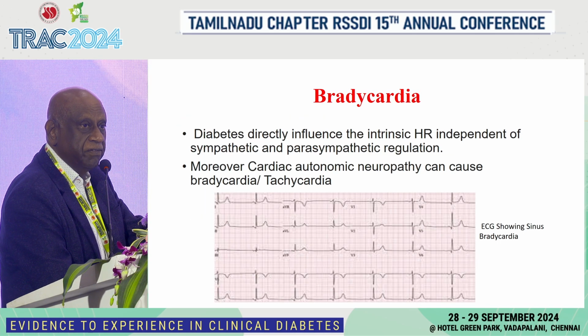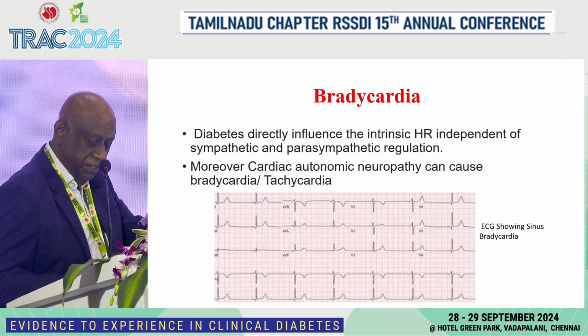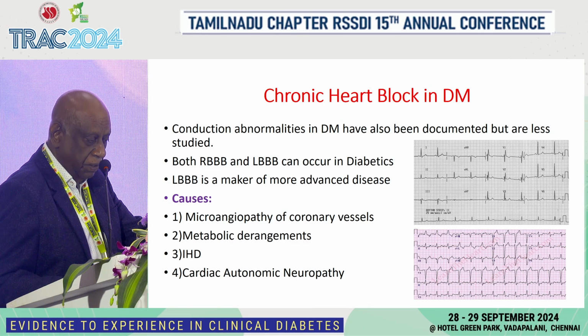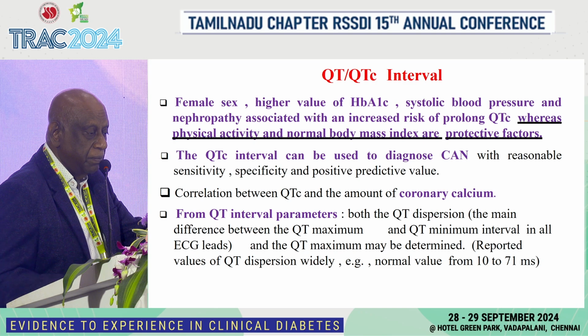And bradycardia, again, is very, very common in senior citizens due to cardiac autonomic neuropathy. When it is simple sinus bradycardia, only observation is needed, which we will be able to detect. And chronic heart block is very common. They may not have clinical evidence of coronary artery disease, but due to atherosclerotic heart disease there can be a heart block, which can be due to microangiopathy or metabolic abnormalities, ischemic heart disease, and autonomic neuropathy. And cardiac autonomic neuropathy is causing neuronal ischemia and cellular death, and that causes neurological abnormalities.